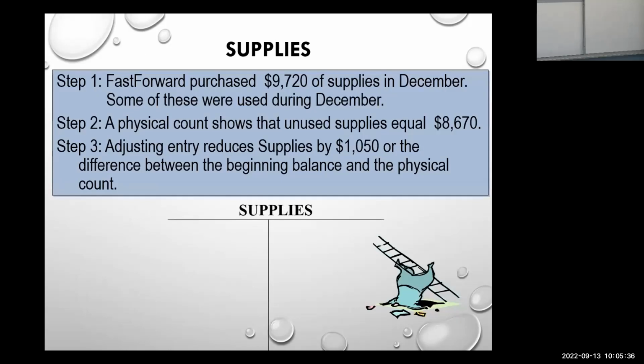Next, we have supplies. Supplies, I'm going to introduce you to this equation. When we do supplies, there's an equation: beginning inventory plus purchases minus ending equals what was used. So beginning plus purchases minus ending equals what was used. So is this following?